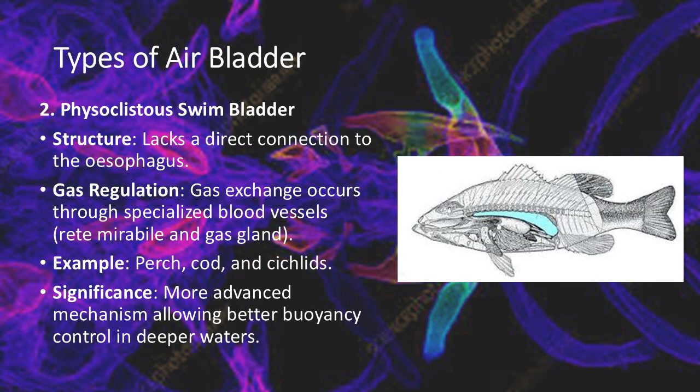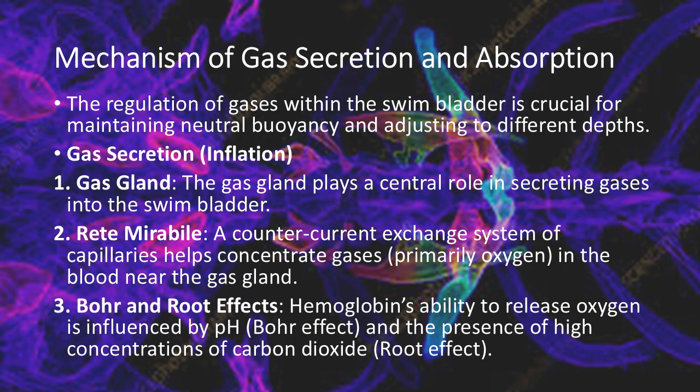2. Physoclistous swim bladder. Structure: lacks a direct connection to the esophagus. Gas regulation: gas exchange occurs through specialized blood vessels, rete mirabile and gas gland. Example: perch, cod, and cichlids. Significance: more advanced mechanism allowing better buoyancy control in deeper waters. Mechanism of gas secretion and absorption. The regulation of gases within the swim bladder is crucial for maintaining neutral buoyancy and adjusting to different depths.